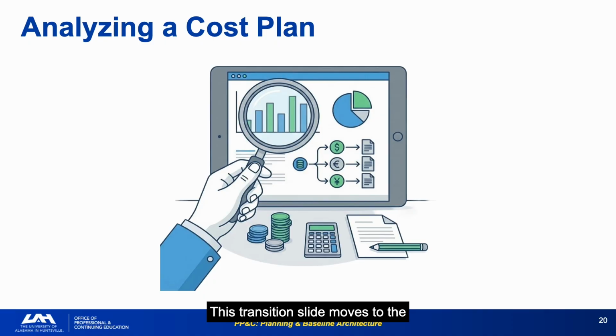This transition slide moves to the practical analysis of monthly cost plans, introducing a framework for identifying problems in phasing patterns before they lead to execution failures. I will present the 4 problematic cost plan patterns: front-loaded, back-loaded, straight-lined, steep ramps, with both their legitimate and illegitimate causes. The analyst's job is to determine which applies.